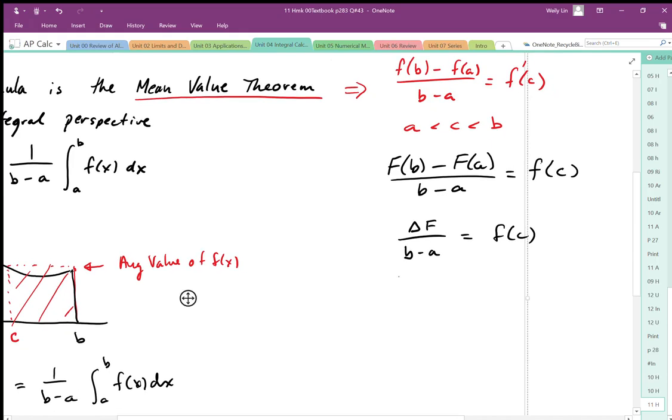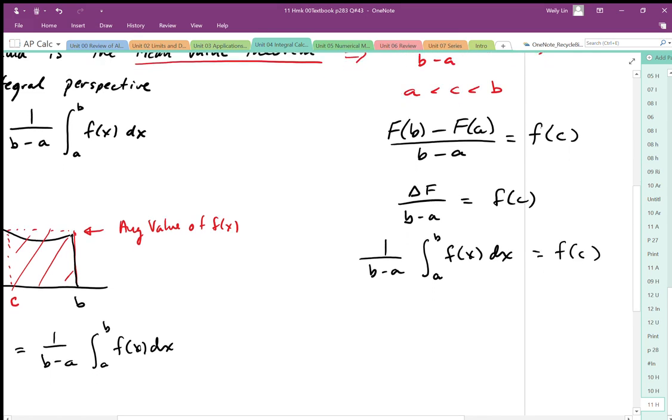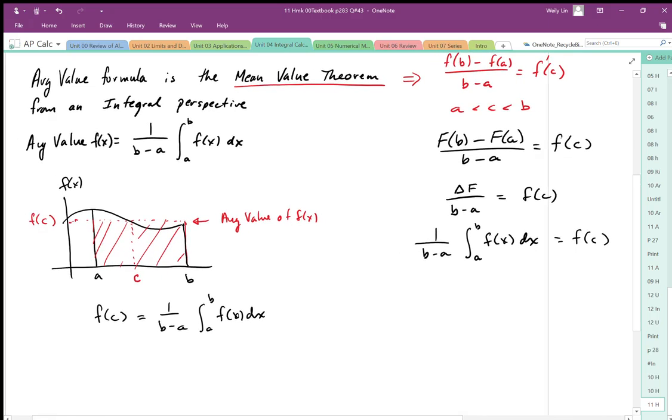Well, I can rewrite the change in big F as the area under the derivative function f between a and b. And that then gives me my average value formula that looks exactly the same as this one here.